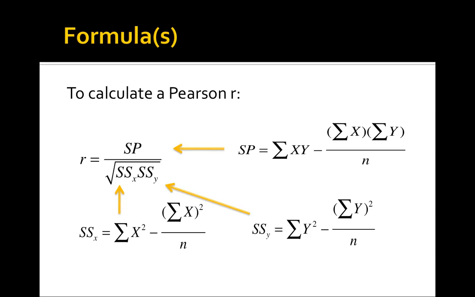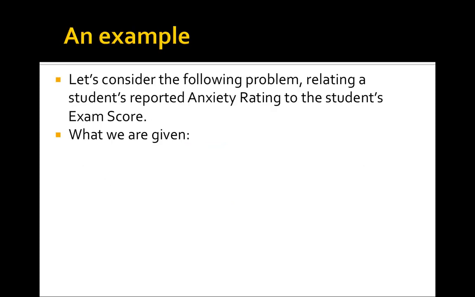For SP, we will take the sum of the products. Each X and Y value are multiplied, summed. Then we subtract out the sum of all the X values and the sum of all the Y values. Those are multiplied together in total, and we divide by n. So let's do an example.